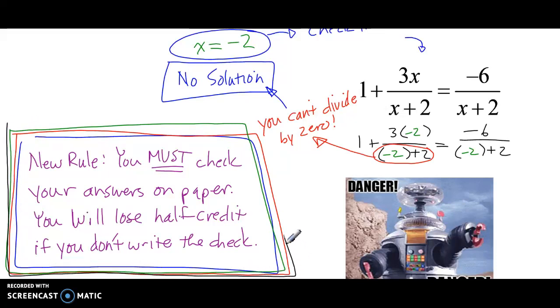So if you don't actually write it down, I don't know that you even thought about it. I can't read your mind. I can only grade you based on what you write on the paper. So you have to write this check down on paper or you will lose half credit. That's absolutely essential, super important. In order to really get that idea down, let's do one more example.